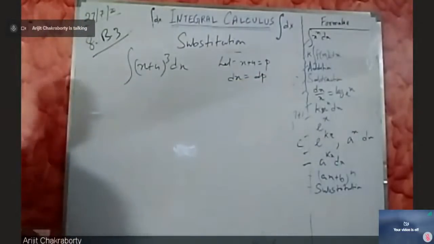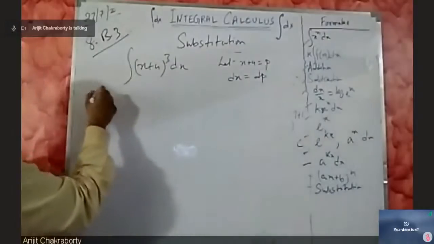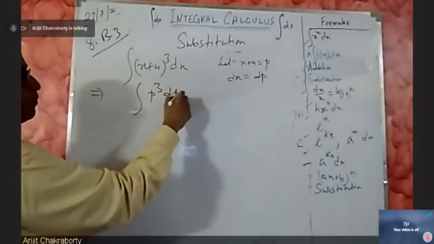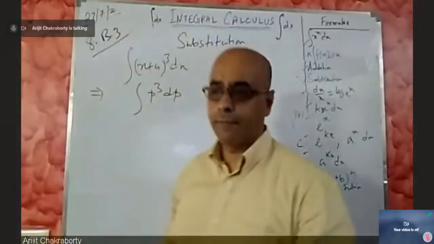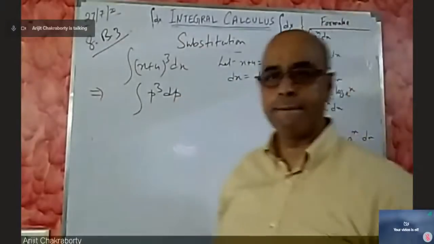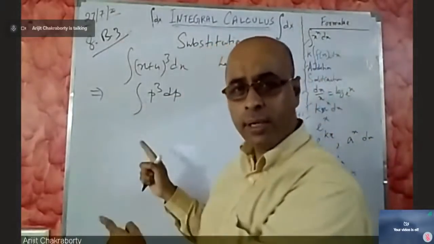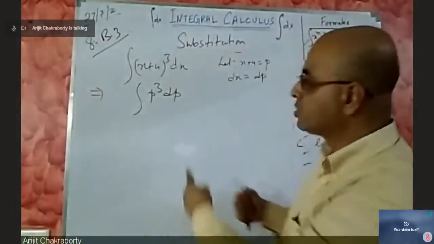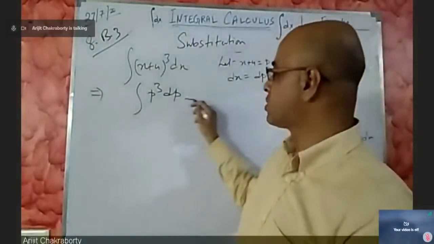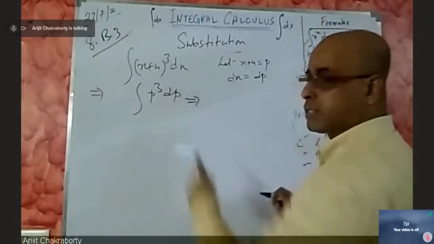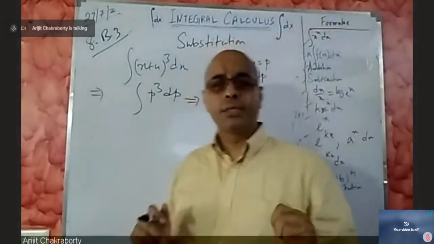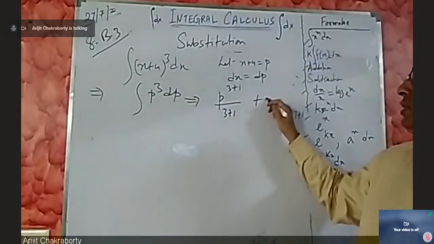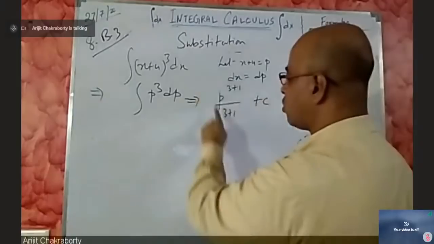So here I will now substitute, and I will write that this becomes, x plus 4 is p, so it becomes p cube dp. P cube dp. P to the power 3 dp. Okay. So students, I hope you are following and you are understanding the step-by-step process of solving these types of problems. P cube dp is of the form x to the power n. So the solution will be p to the power 3 plus 1 by 3 plus 1 plus c. That means p to the power 4 by 4.